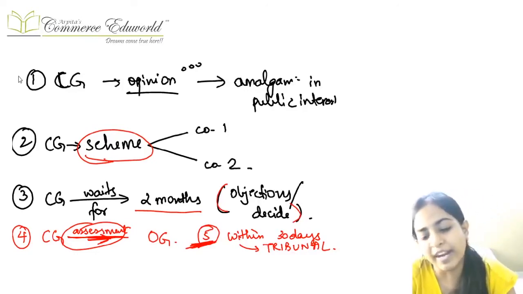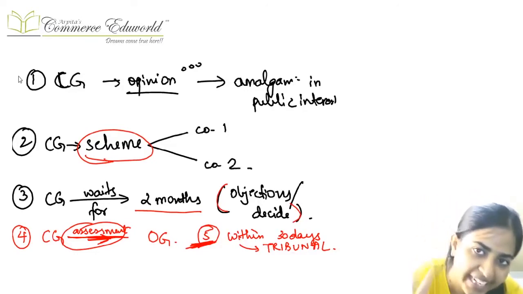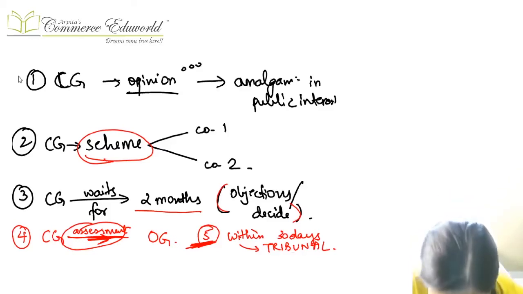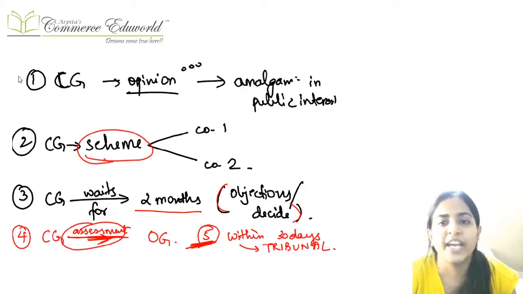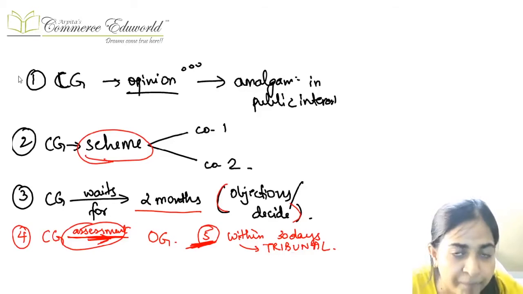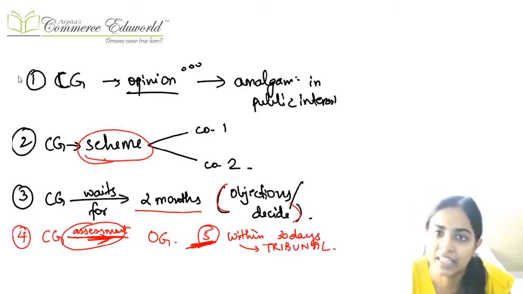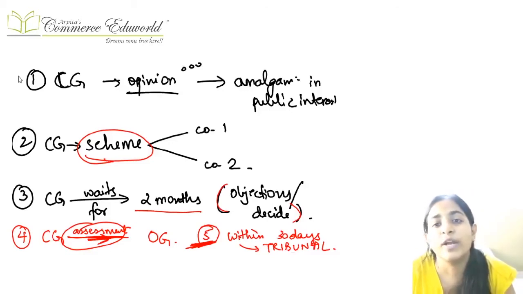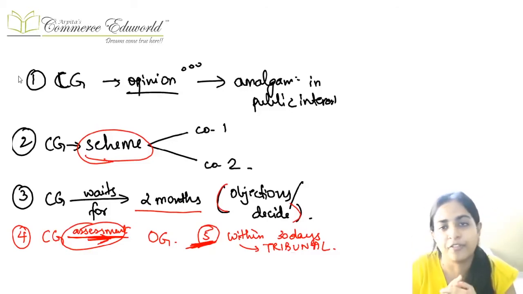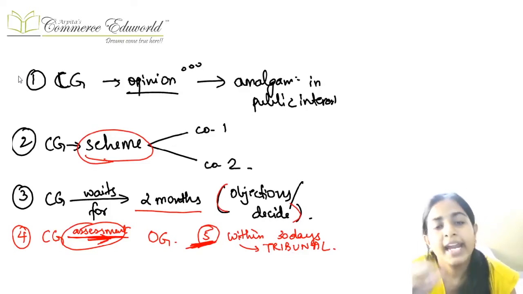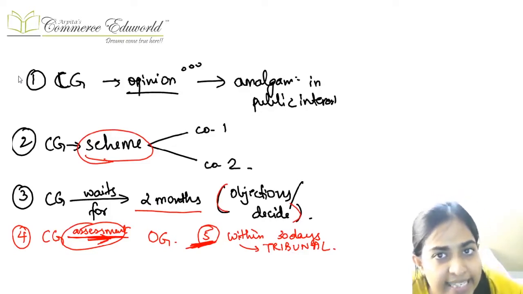Okay, CG should wait for a period of at least 2 months for considering the objections and to decide on that particular thing. If CG thinks that something should be changed, then CG is going to change that in the scheme. And then CG is going to put the scheme, including the assessment, that is, the calculation for the exchange ratio, and publish it in the official gazette.